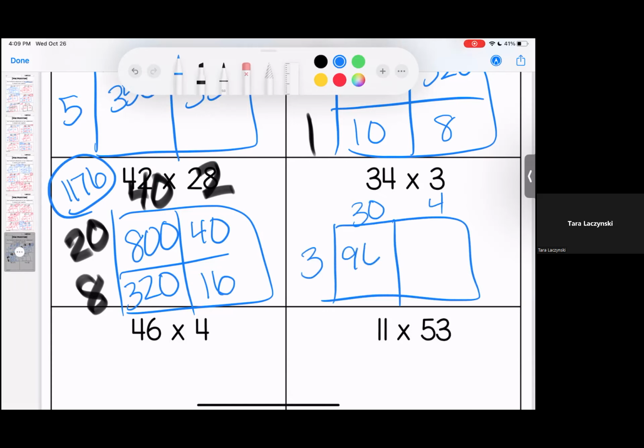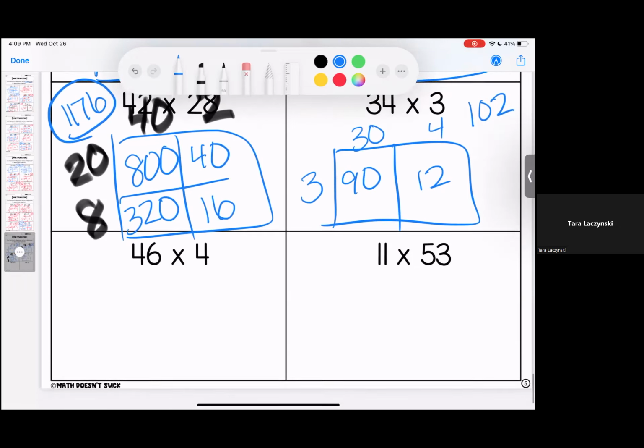34 times 3, we have a 30, a 4, and a 3. 3 times 3 is 9 with a 0. 3 times 4 is 12. If we add these together, we get 102.